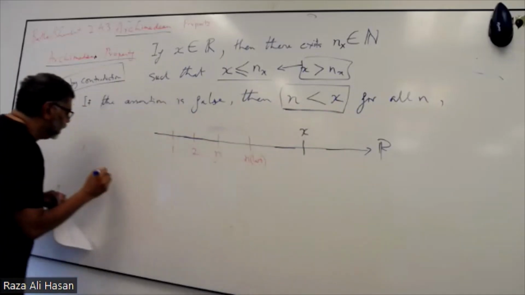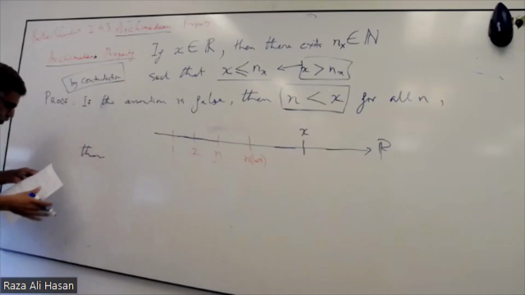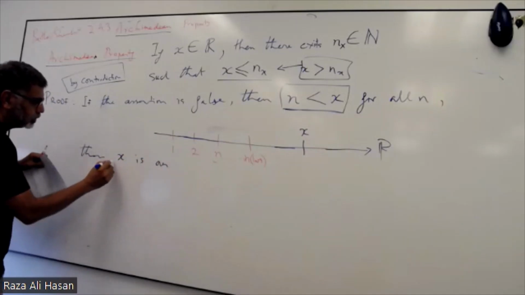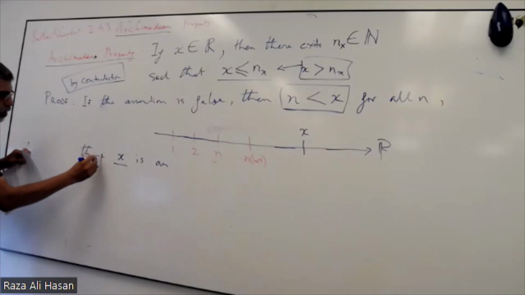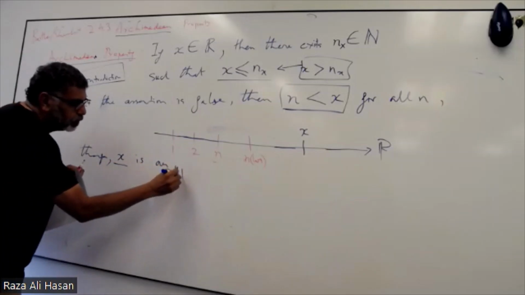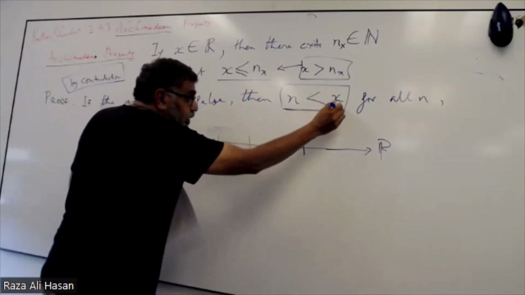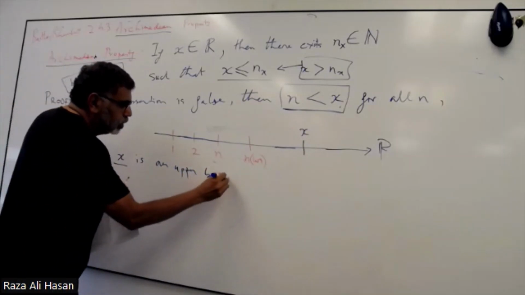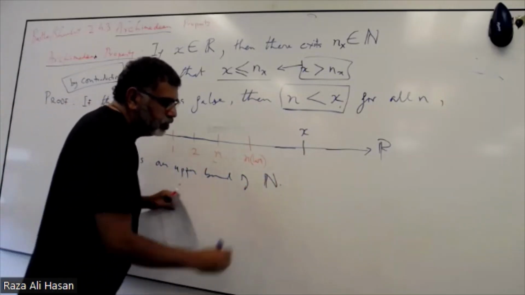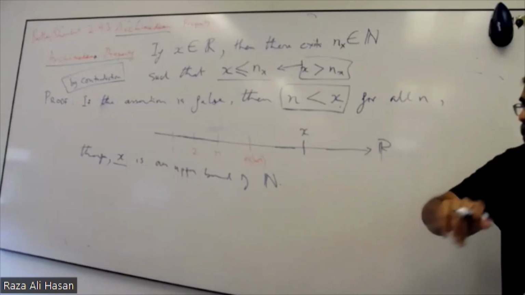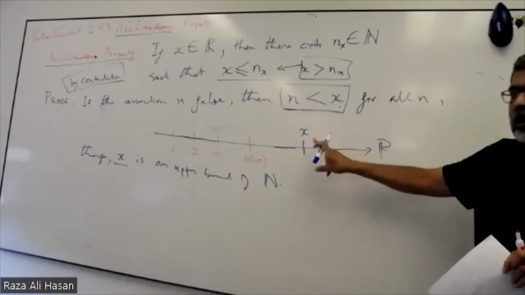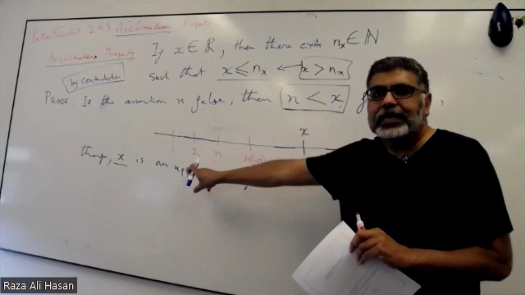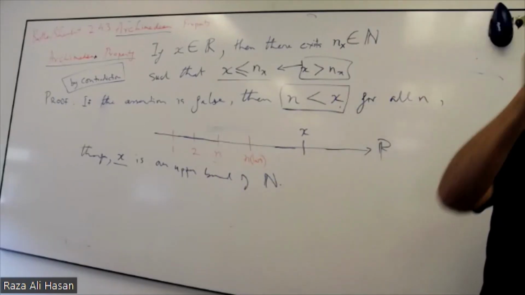If this is true, then we can say that there is an X there, therefore X is an upper bound. This X here is an upper bound of the set of natural numbers. Why is X an upper bound? Because it is bigger than any element of the set of natural numbers. That's why X is an upper bound.